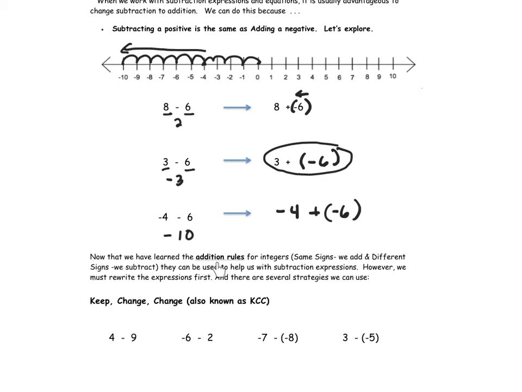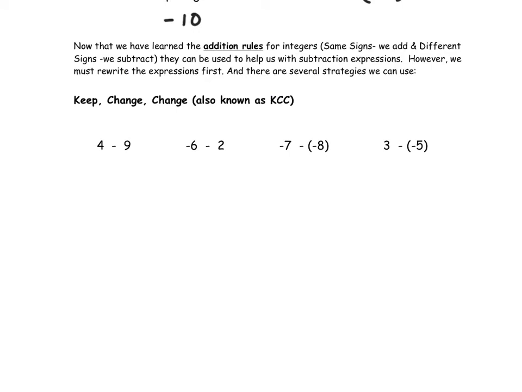So now that we've learned the addition rules for integers, same signs we add and different signs we subtract, they can be used to help us with subtraction expressions. However, we must rewrite the expressions first. And then there are several strategies we can use. So this first strategy is known as keep, change, change. And we like to abbreviate it this way. And what it means is we keep the first number exactly the same, we change the minus to a plus, and we change the second number to its opposite.